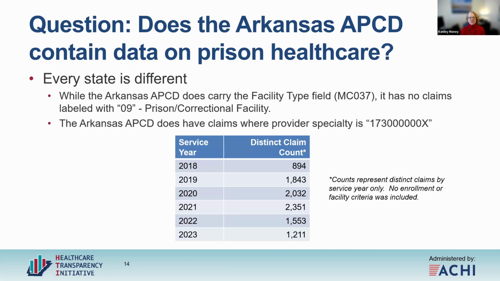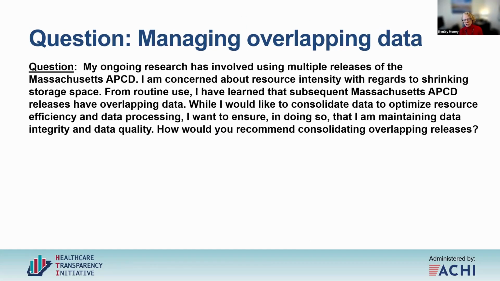The next question that, again, I lifted from Massachusetts was managing overlapping data. And I'm not going to read this question to you. It is verbatim from the deck. I'm just going to summarize it. And the way this particular data requester got data from the Massachusetts APCD, this person got two or three big cuts of data that overlapped.